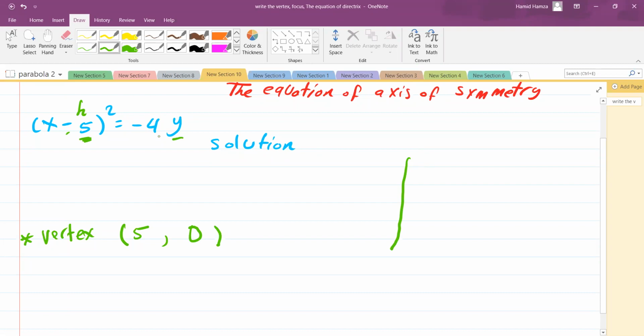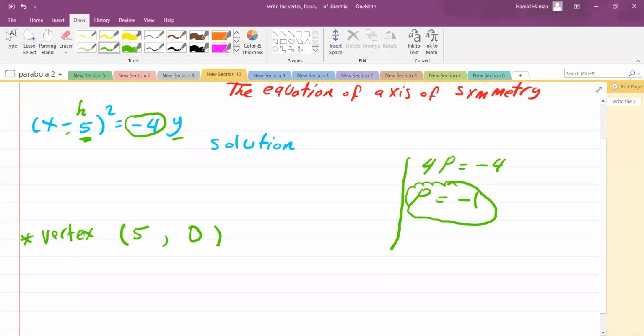After that, I need you to find the value of b. What is the value of b? So this part represents 4b. So 4b equals -4. Solve this equation to find b. So b, by dividing both sides by 4, will equal what? -1. Okay, so what after that?